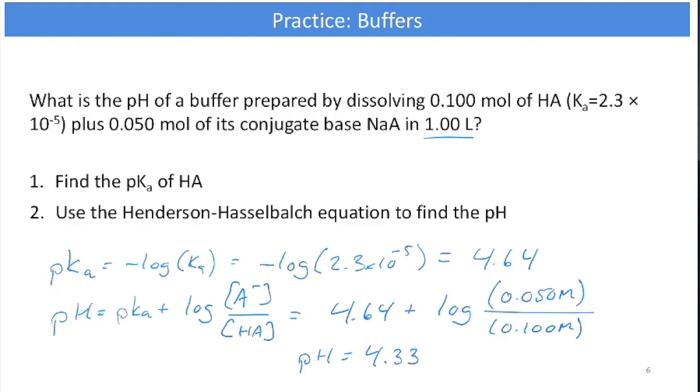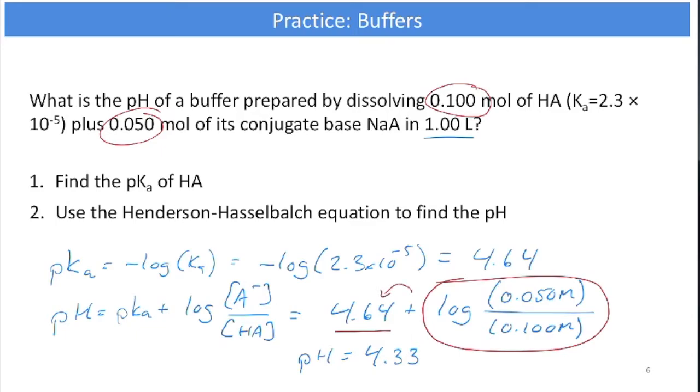Okay, it makes sense. We have more acid than we do base, so the pH should be less than 4.64, because that's our starting point, right? This ratio over here is just modifying this number here. It's telling us whether our solution is going to be more or less acidic than that particular number. So we have more acid, so we have to be on the acidic side of the pKa. If we had more base, we'd have to be on the basic side of the pKa.